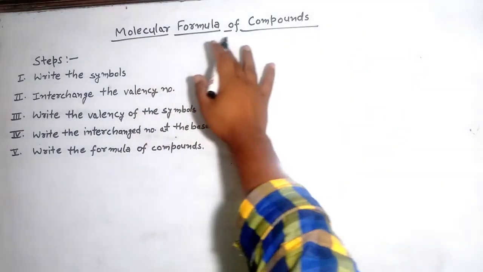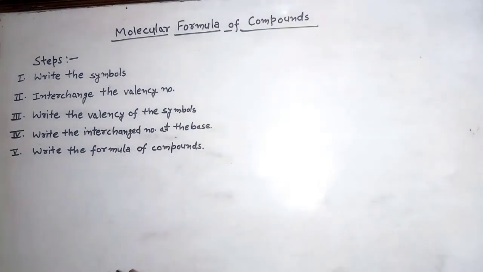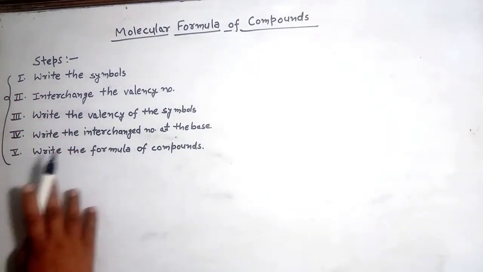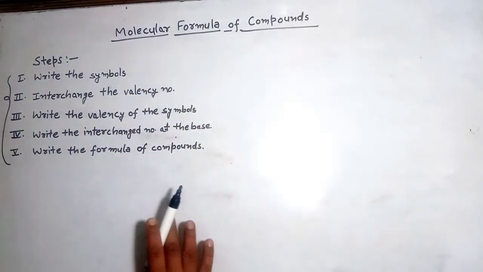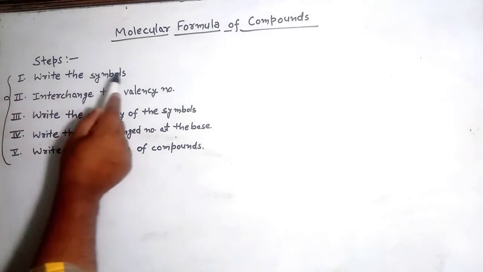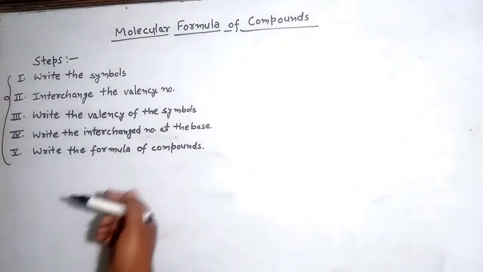So, how to form the molecular formula of a compound? There are a few steps which we have to remember when we are writing the molecular formula. First step, write the symbol. First, we will write the symbol of that element for which we want to make the formula.